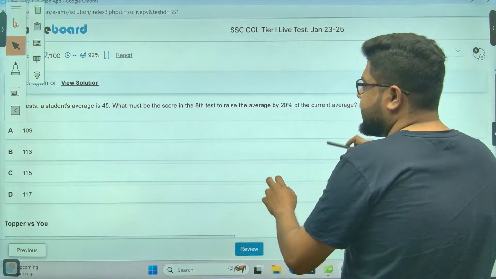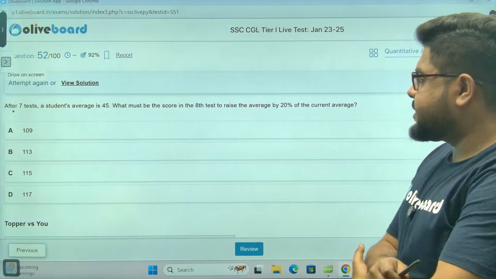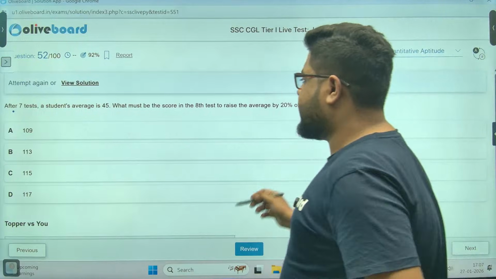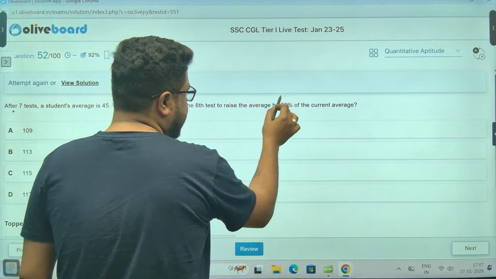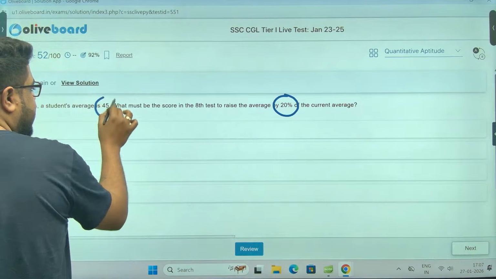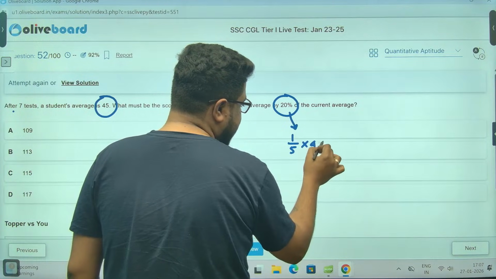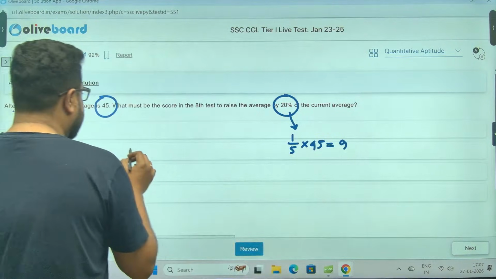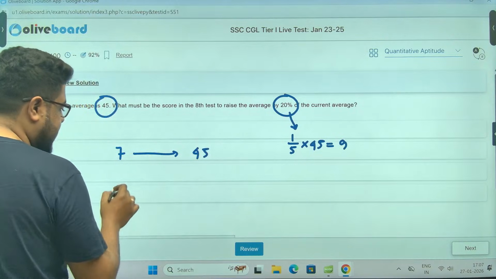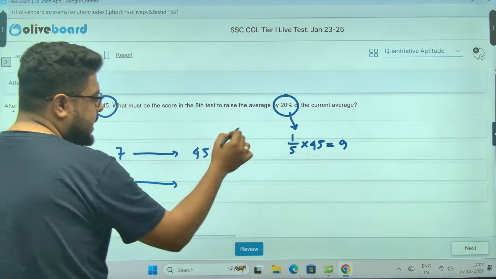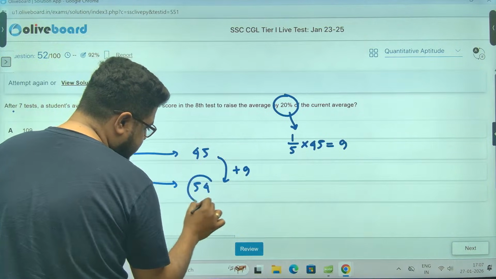Next one, please, let's move. After 7 tests, a student's average is 45. What must be the score in the 8th one to raise the average by 20%? 20% means 1/5 of 45, meaning 9. So the situation is, 7 tests, the average was 45. Now after the 8th test, the average has increased by 9, so the average is now 54.